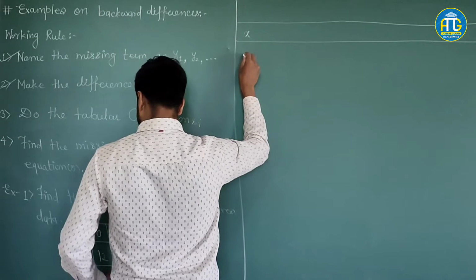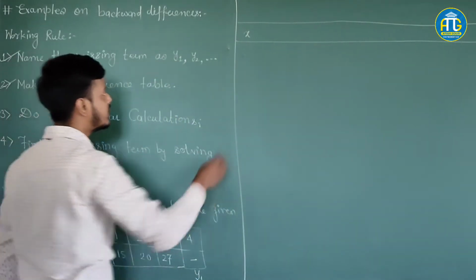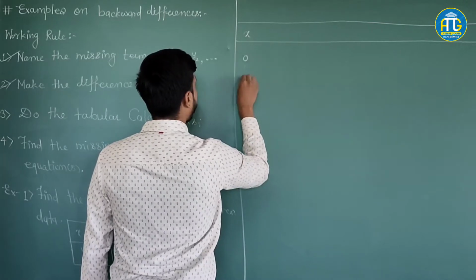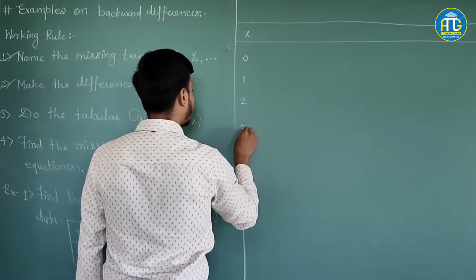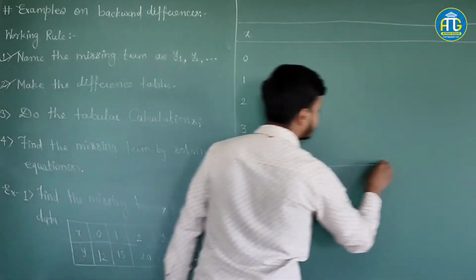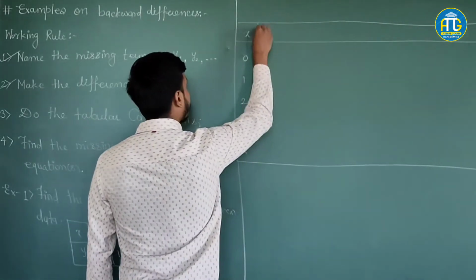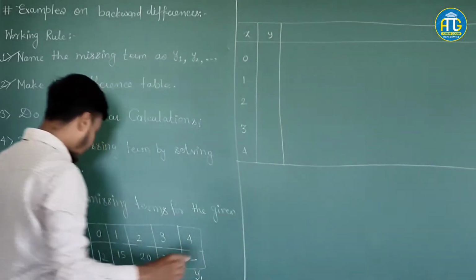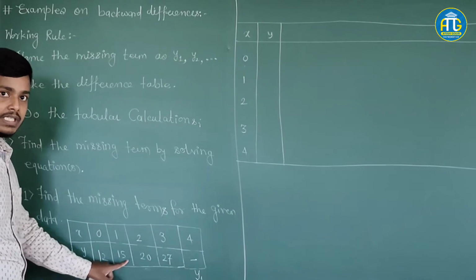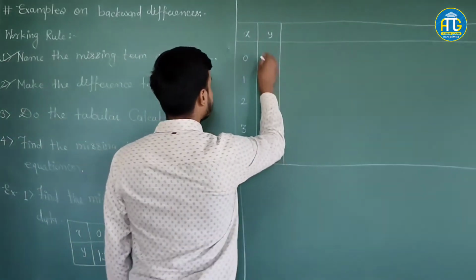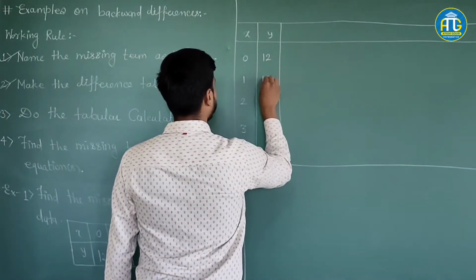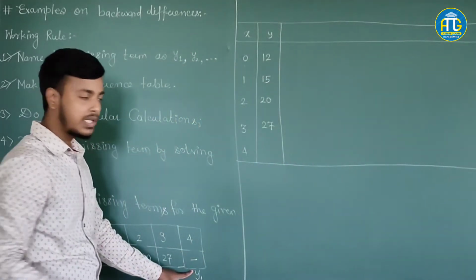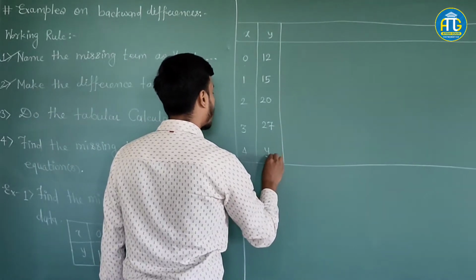So this is x. For x we have 0, 1, 2, 3, 4. And the corresponding values of y are 12, 15, 20, 27, and this we have to find out. So let me name it as y1.